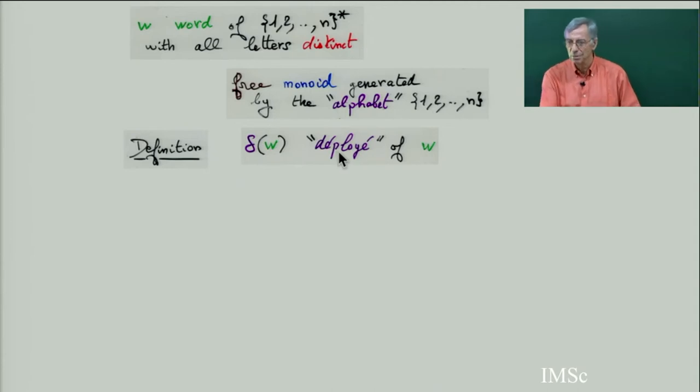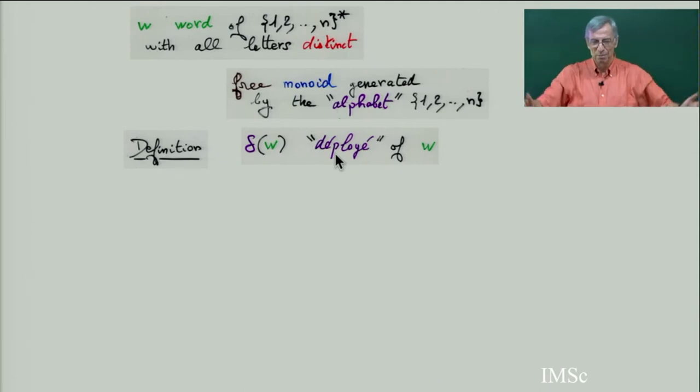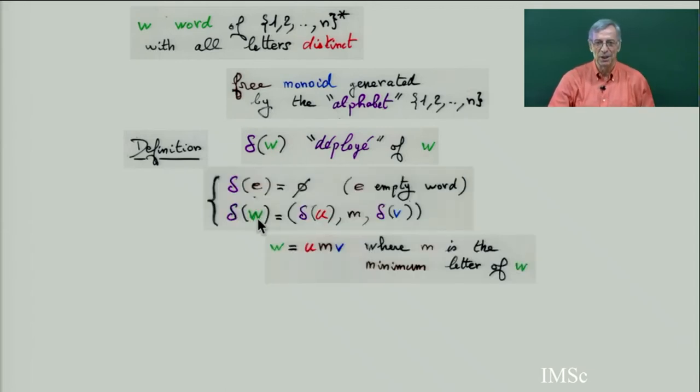This is a French name, déployé, because you have your word which is linear, and déployé means like a bird which extends its wings. So déployé, you open, going up. I like this word, so sometimes I put some French words in to make some exotic definition. So delta of W, the déployé of the word, will be defined recursively. This is some kind of reverse recursive way of defining the projection.